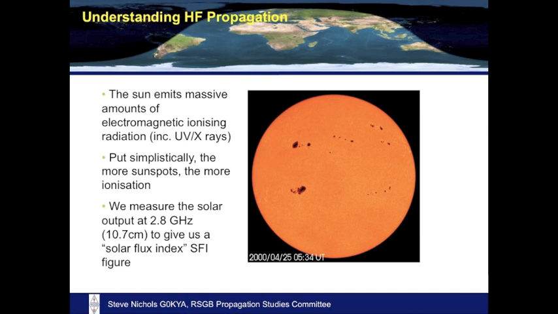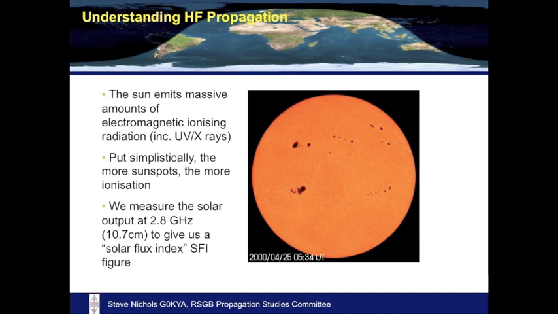Now, how do we measure this? Well, it'd be very hard to actually measure the ultraviolet output of the sun on the Earth, because the ozone layer blocks an awful lot of it. Scientists found that there was another way of doing it, and that was to measure the radio output of the sun at a frequency of 2.8 gigahertz. That's a wavelength of 10.7 centimeters, and this gives us something called the solar flux index, or SFI figure. And there's a strong correlation between that SFI figure and the amount of ionizing radiation coming off the sun.